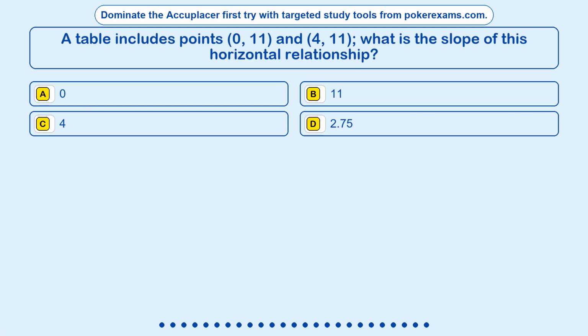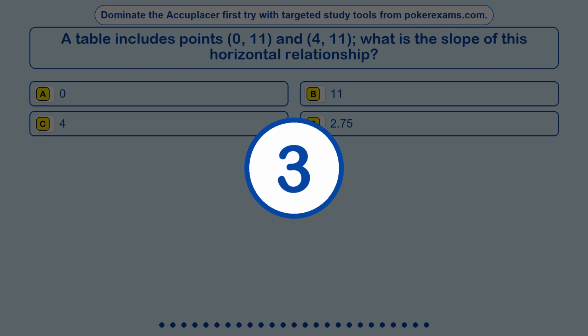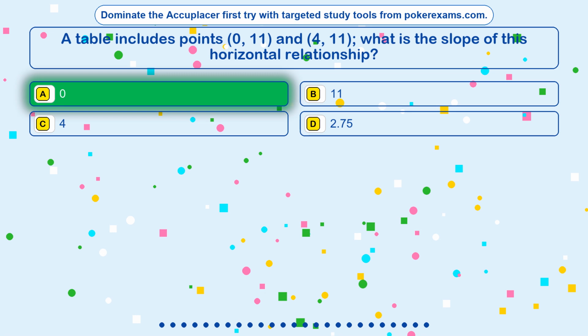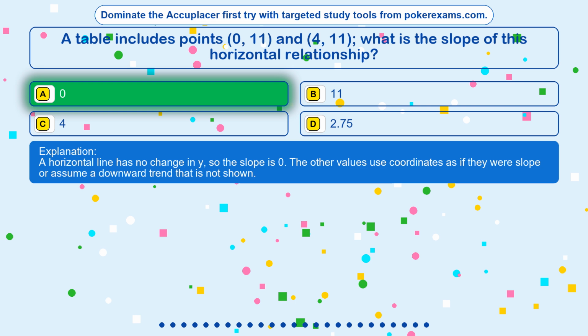Question 11. A table includes points (0, 11) and (4, 11). What is the slope of this horizontal relationship? Option A, 0. Option B, 11. Option C, 4. Option D, 2.75. The correct answer is option A, 0. A horizontal line has no change in y, so the slope is 0. The other values use coordinates as if they were slope or assume a downward trend that is not shown.